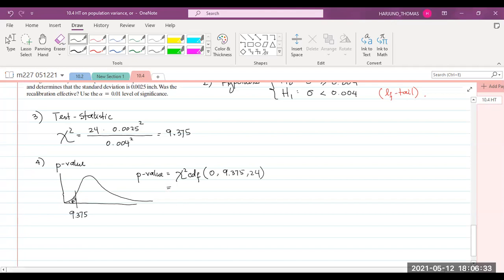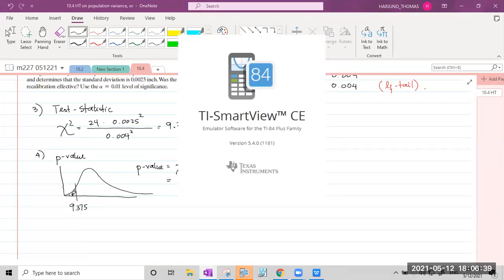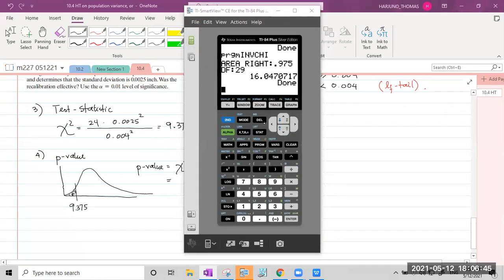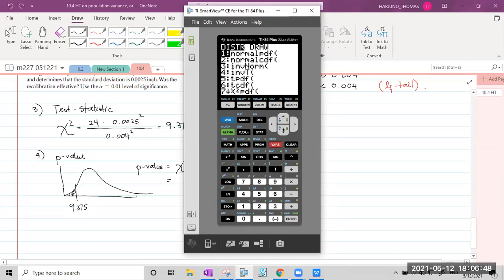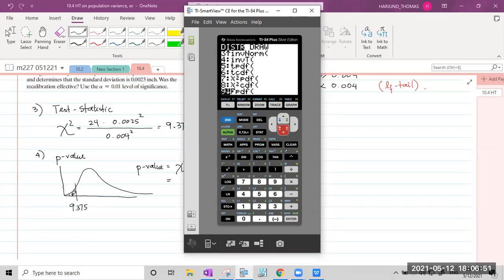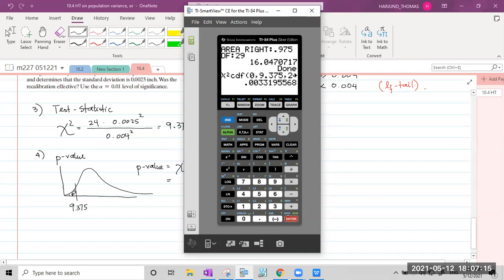Okay, let me show it to you. What you're supposed to punch is chi-squared CDF, number 8 here. In the lower bound, it's supposed to be 0. It's not supposed to be negative, though, but we'll do it later. The upper bound is 9.375. Degree of freedom is 24. Okay, 0.00332.